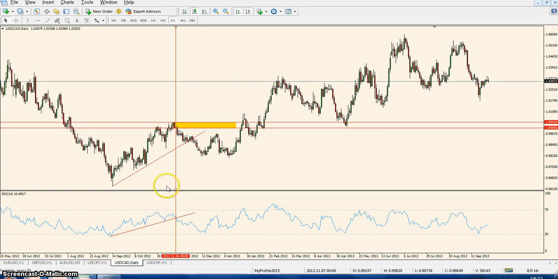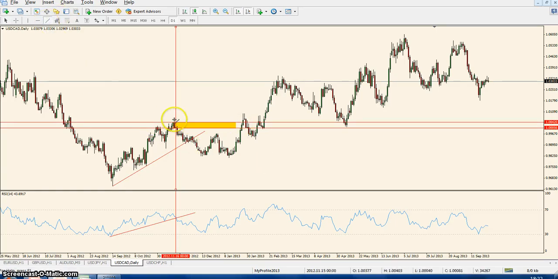Now this is the entry. Enter at 1.0005, stop at 1.0042. Now the exit.